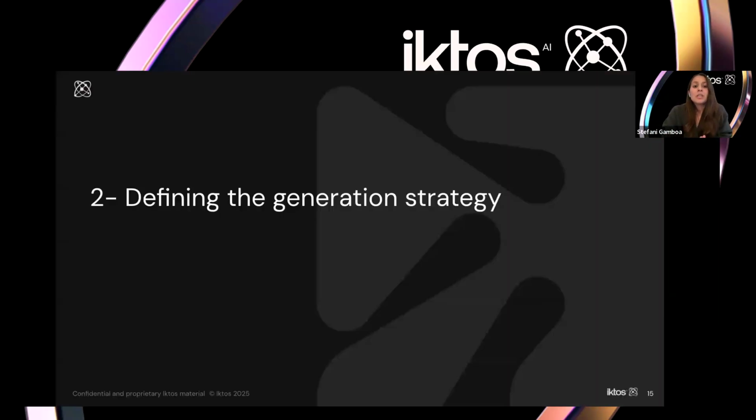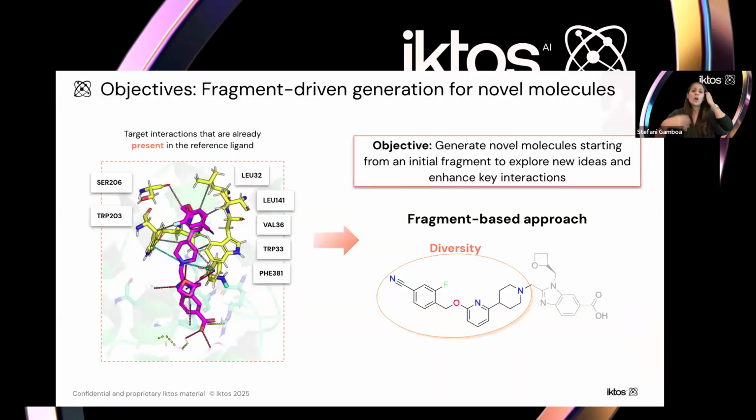So let's move now into the design phase and see how we can translate these structural insights into an AI-driven generation strategy. Our objective is to target specific residues that are known to interact with a reference ligand, such as tryptophan and serine, among others. These form a stable interaction network anchoring the molecule within the binding pockets.